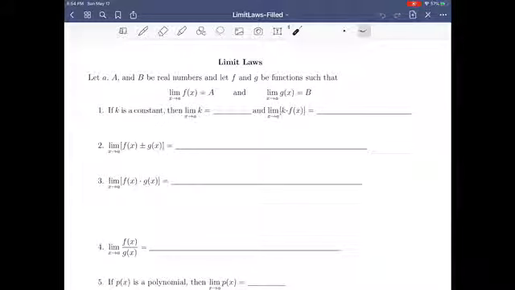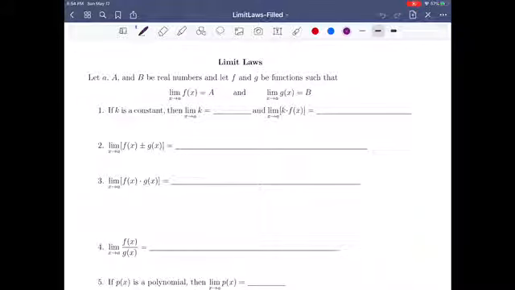So let's let little a, capital A and B be real numbers, and f and g are functions, so that the limit as x goes to little a of f of x equals capital A, and the limit as x goes to little a of g of x is capital B. Okay, so these limits exist, and they're equal to A and B, respectively, for f and g.